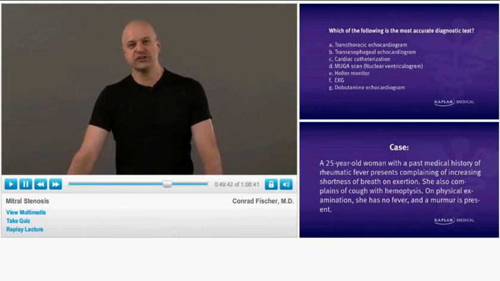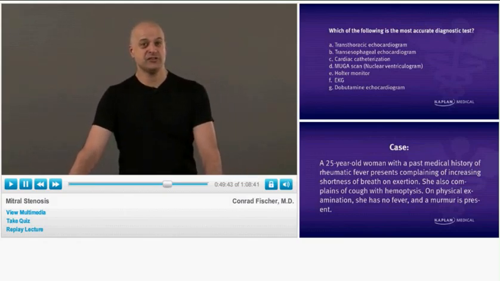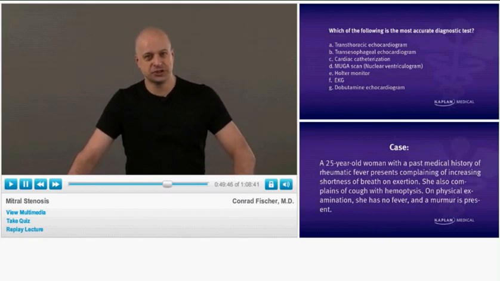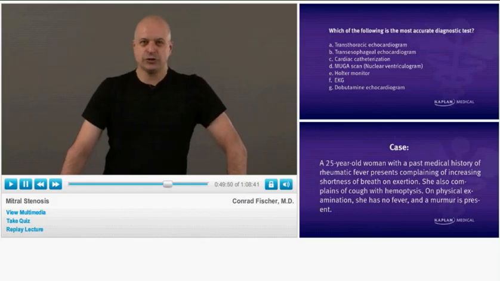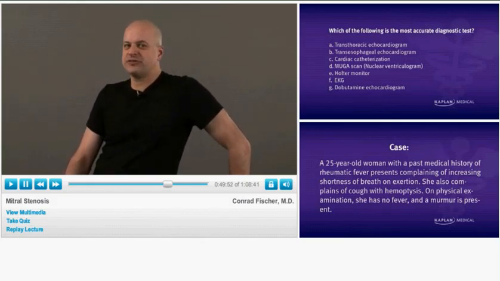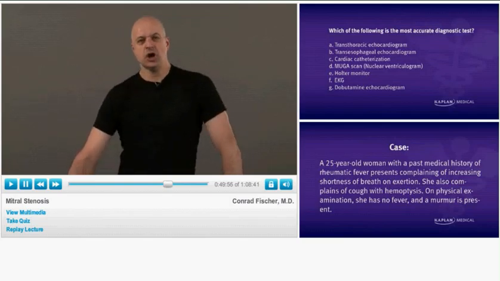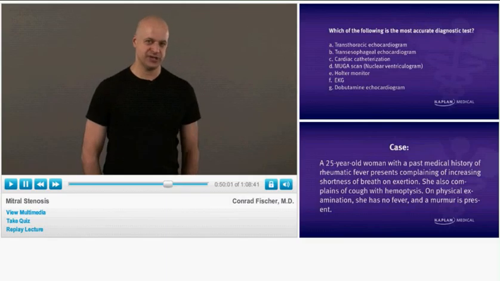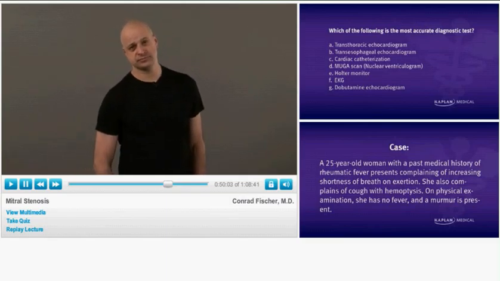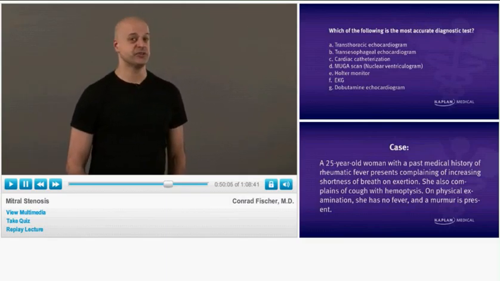MUGA scan, nuclear ventriculogram, is the most accurate way of looking for ejection fraction and wall motion. Answer E, Holter monitor. Continuous 24-hour ambulatory EKG monitoring. Holter monitor is the better way to detect arrhythmias because it records longer. It's an arrhythmia question.